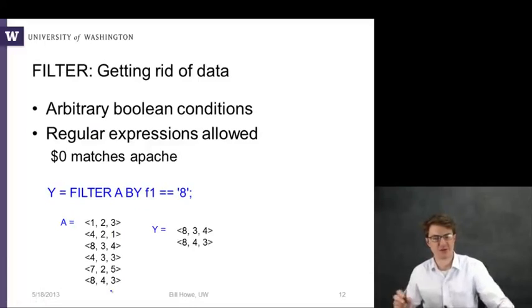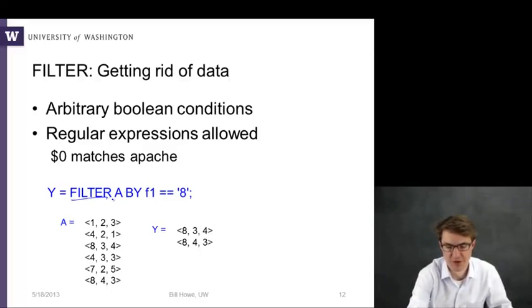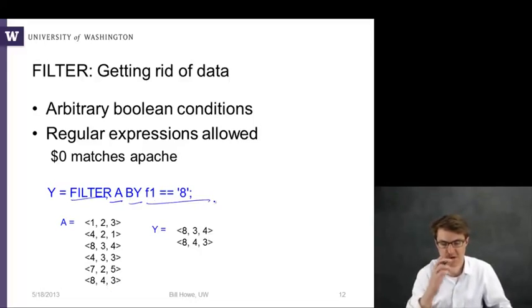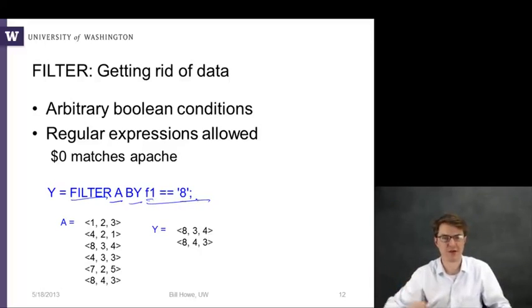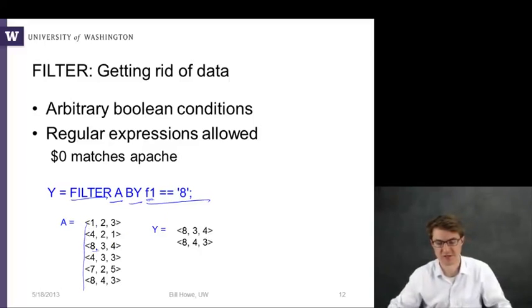The next command is filter, which is pretty simple. You just get rid of some of these tuples, and you can have arbitrary Boolean conditions. You can do regular expressions, because everything's very text-based in the Hadoop world, which is in some cases a limitation. The syntax looks like this: you say filter some big data set by some condition. In this case, filter where F1 equals 8. Remember that F1 was the name we gave to the very first column in the load command. So this finds all the tuples where the first position is equal to 8.